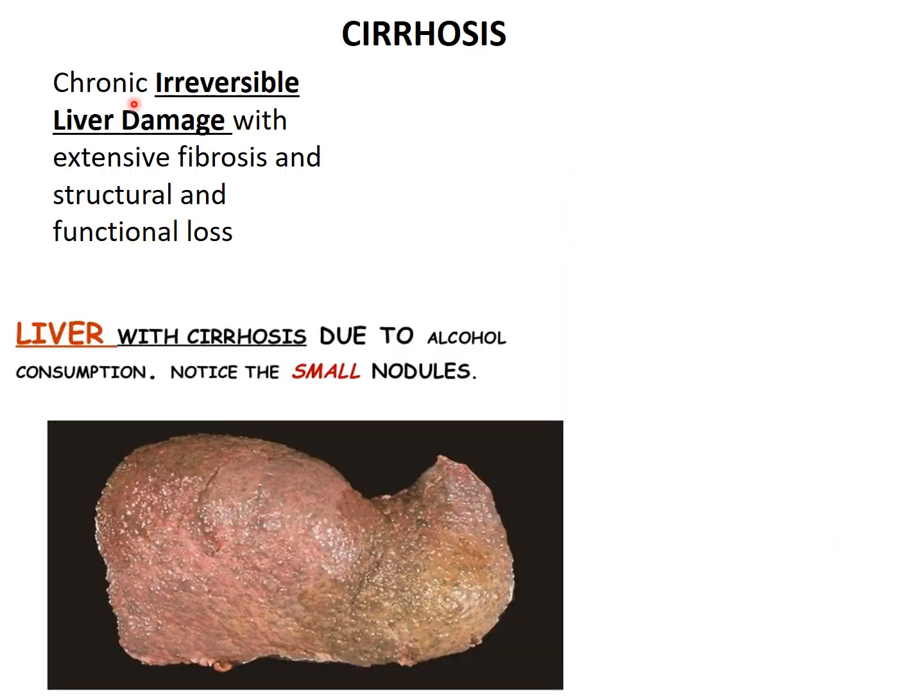Now coming to another form of the disease, cirrhosis, which is chronic, irreversible liver damage with extensive fibrosis leading to structural and functional loss. Irrespective of the cause of the cirrhosis, this is the picture of cirrhosis that we see. There is presence of small nodules over the liver. These nodules are made up of fibrous material, and healthy liver is being replaced by these fibrotic nodules. So liver functioning will be affected in cirrhosis.